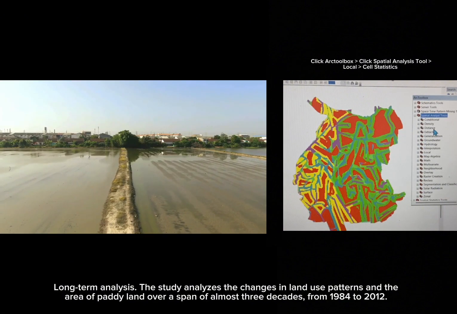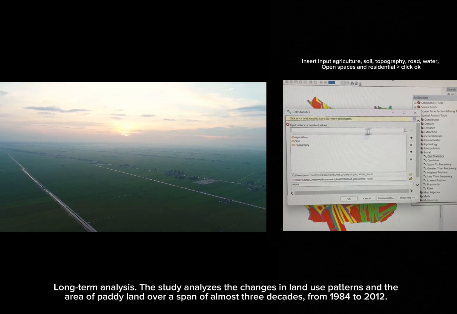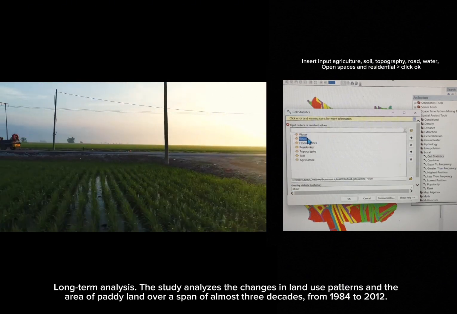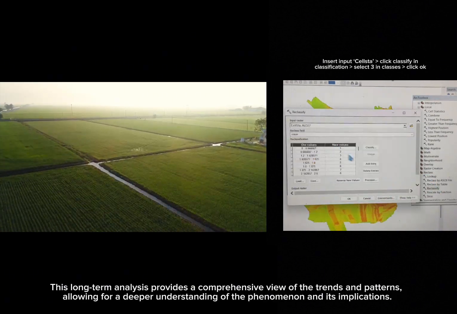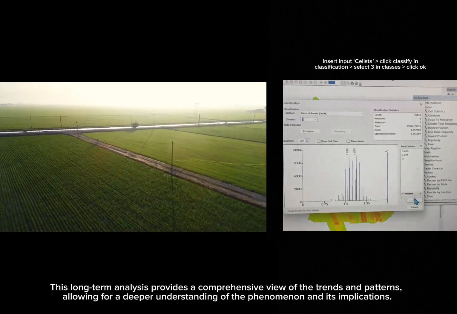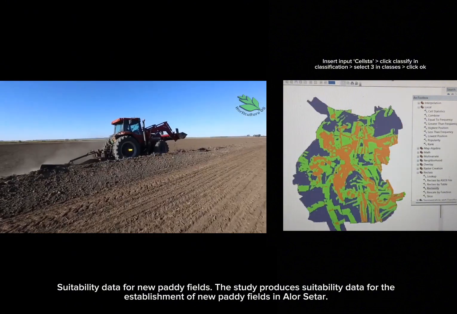Long-term analysis. The study analyzed the changes in land use patterns and the area of paddy land over a span of almost 3 decades, from 1984 to 2012. This long-term analysis provides a comprehensive view of the trends and patterns, allowing for a deeper understanding of the phenomenon and its implications.